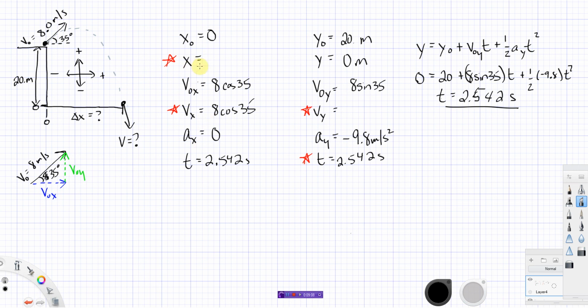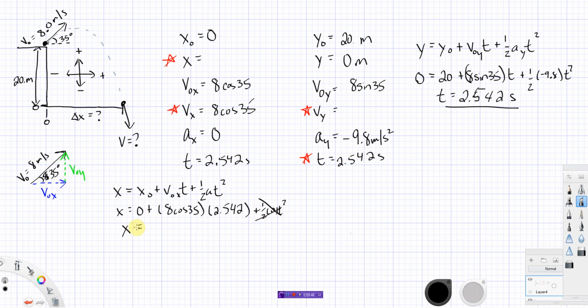So I want x. Well, x is the only thing left that I don't have. So I can just use whatever equation I want to find x, and I'm going to choose to use this one again because it's already solved for x. Why not use it? It's already ready to go. So if I use that, I will get, starts with a 0, 8 cosine 35 times the time that's stored in my calculator, and the acceleration is 0, so this whole term is just gone. And I get, let's see, just pause it for a second.